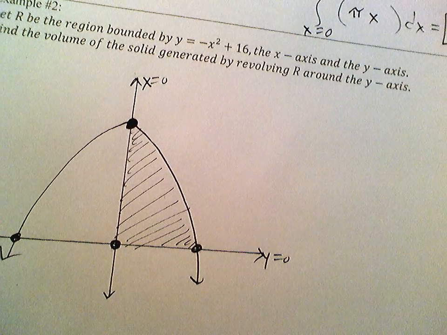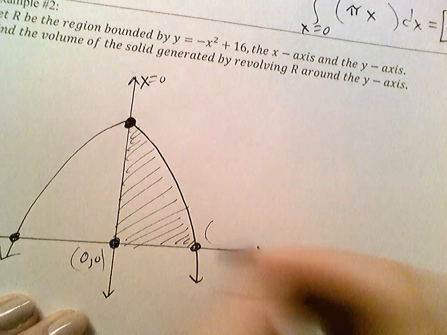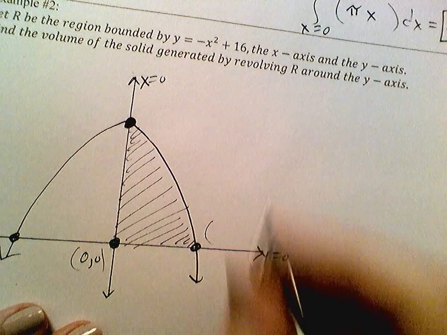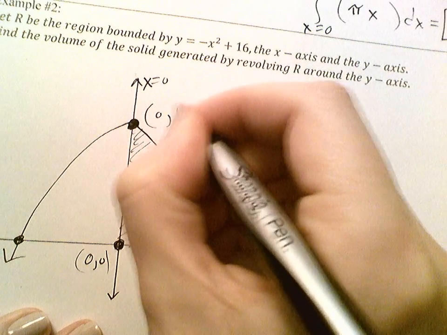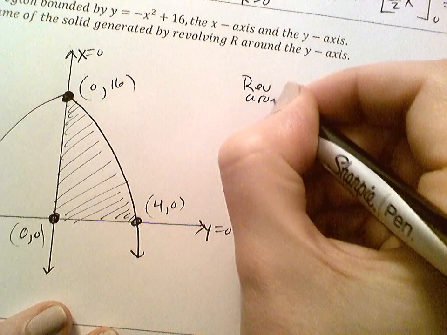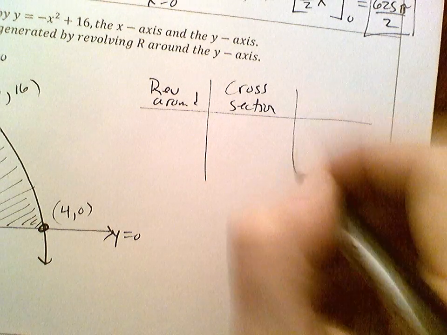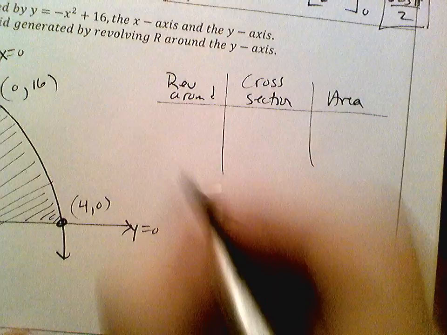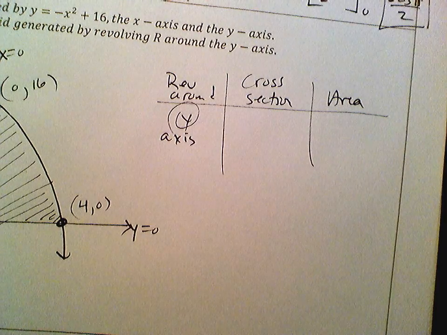Alrighty, so let me find these intersection points. This is 0, 0. This one here is 4, 0, and this one here is 0, 16. Okay, and then I'm going to say it revolves around the y-axis, and we want the cross section area.